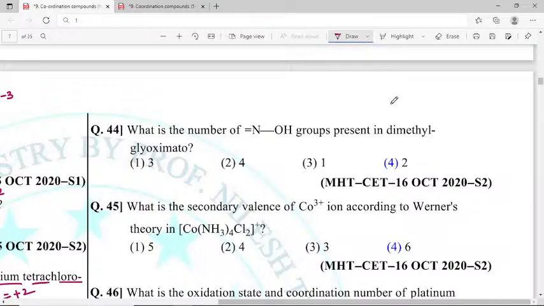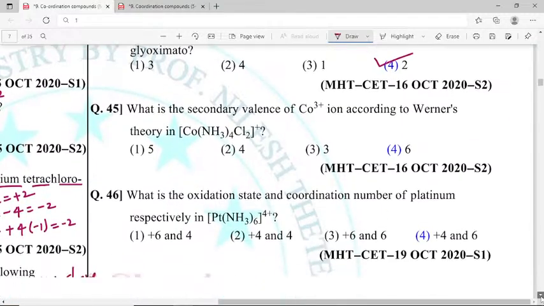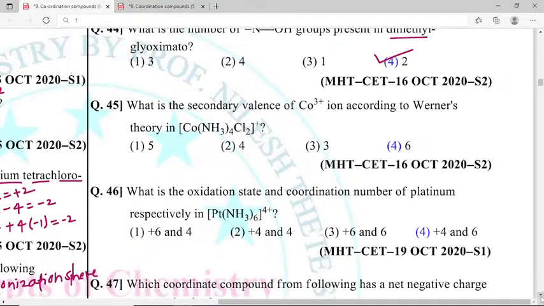What is the number of NOH groups in DMG? It has 2 groups. What is the secondary valency of [Co(NH3)6]3+ ion according to Werner theory? So what type of valency is there? Secondary valency stands for coordination number. So coordination number 4 plus 2 is a 6.